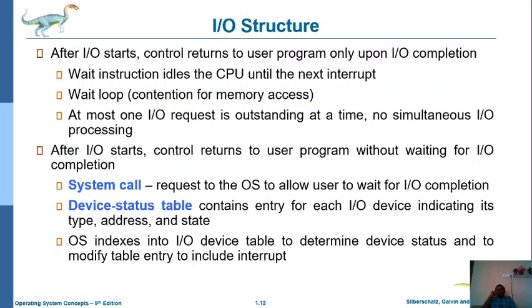Coming to the second category. In the second category, the device control system does not wait for the currently processing IO request. At that situation, it uses a system call. Here the system call is used to request the operating system to allow the user program or user requested IO. For that purpose, it uses the system call. A system call is nothing but a request made to the operating system.